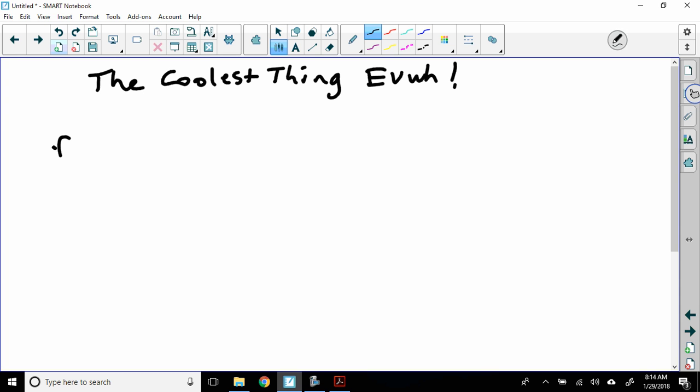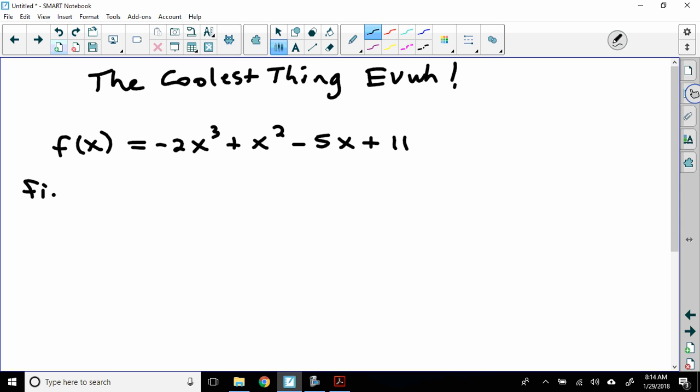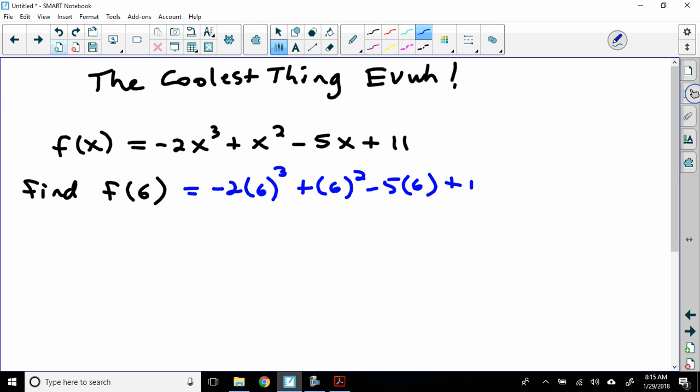Remember back in the day when you had to evaluate a function like this? When you had to evaluate a function like this, and they said find f of 6. That means for every x you see, you're going to have to plug a 6 in, right? So what you would do is you would say, okay, so this is negative 2 times 6 cubed plus 6 squared minus 5 times 6 plus 11.